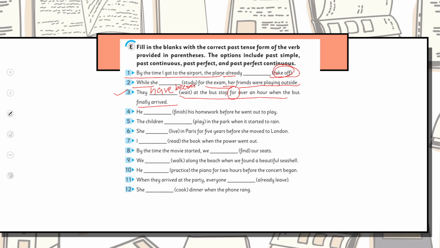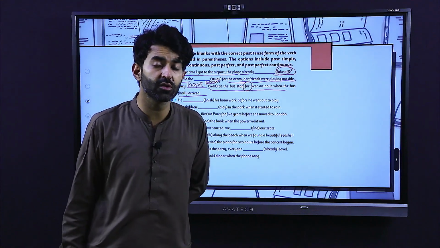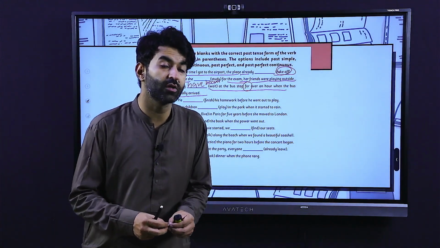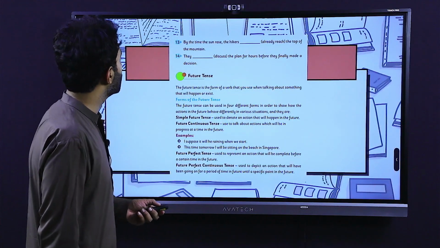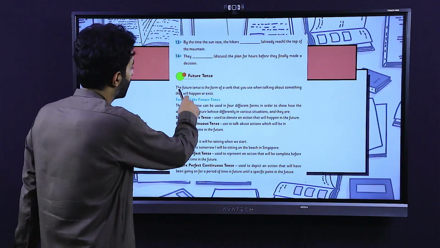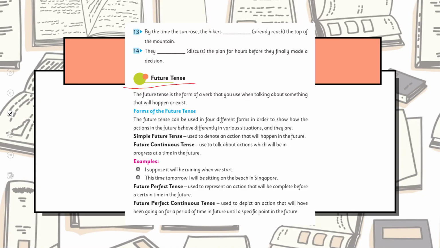All right. So you can solve the rest of these by yourself as an assignment, as a task to practice your learned concept of the tense. And finally, we are talking about our future tense. Again, it is divided into 4 parts, just like the other 2 tenses.